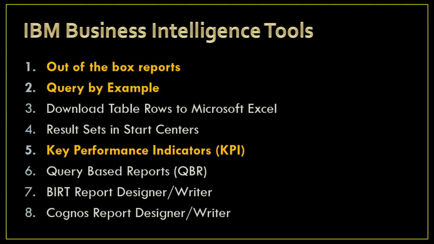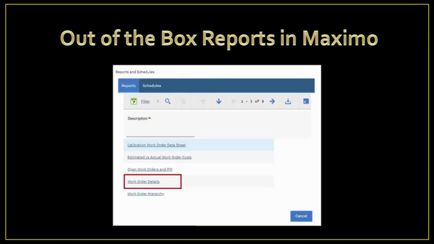The first business intelligence tool you see on the list is the more than 100 out-of-the-box reports that IBM includes within the Maximo system. You may have already seen some of these reports, such as the Open Purchase Order List report, or the Work Order Detail report, or the Inventory Balance report. Each of these reports is not only already built for you, but is editable by your organization to add your organization's logos and any custom Maximo fields you need to add to the reports.